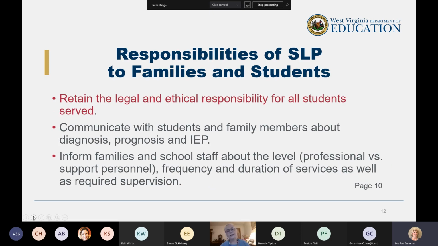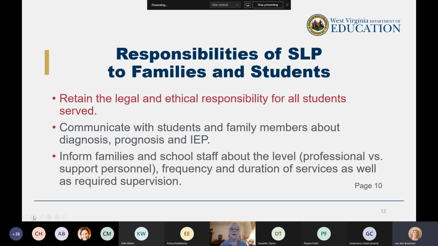Okay, so what are the responsibilities of the speech-language pathologist? First of all, we have responsibilities to the families and students. The SLP, or the supervisor, retains the legal and ethical responsibility for all the students served, not just the ones on the SLP's caseload, but also on the SLPA's caseload. So if you're responsible, then you need to be the main person communicating with the students and their families, and you need to let them know how this arrangement works.